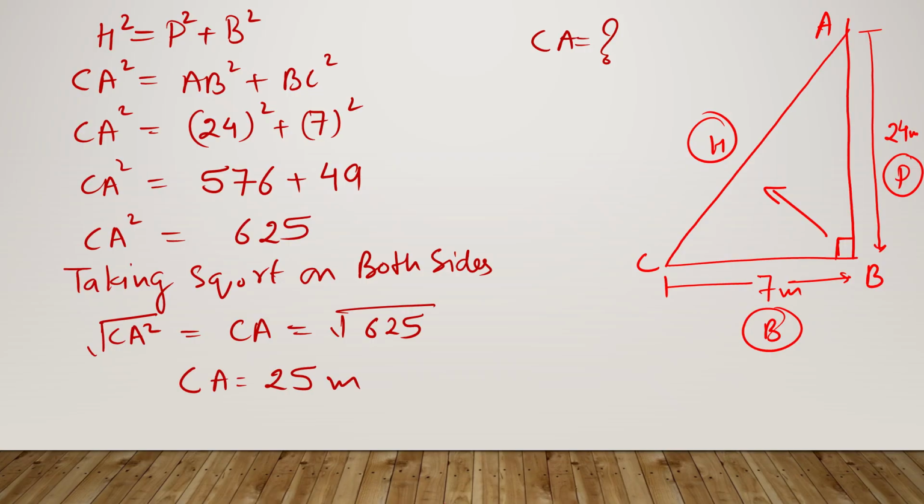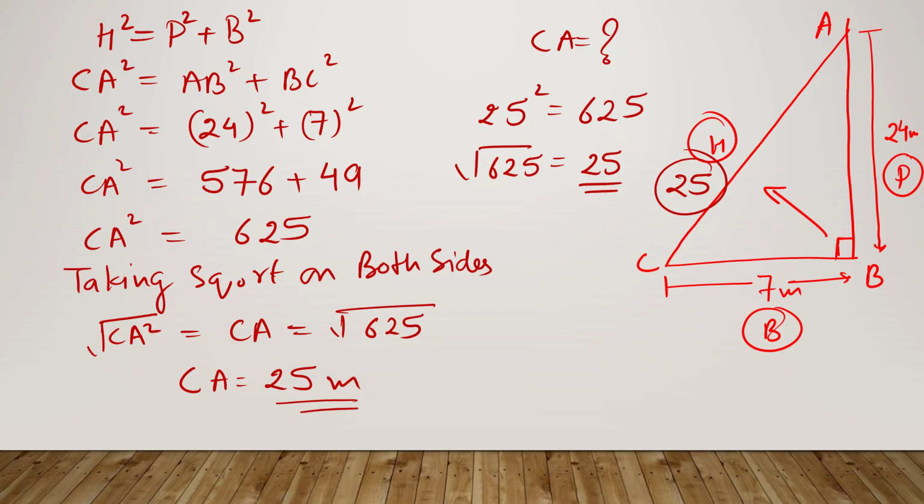So if we learn squares, then square roots come easily, we just need to learn the squares. If we know that the square of 25 is equal to 625, then it is completely logical that the square root of 625 will be equal to 25. So by this we can say that CA will be equal to 25 meters.